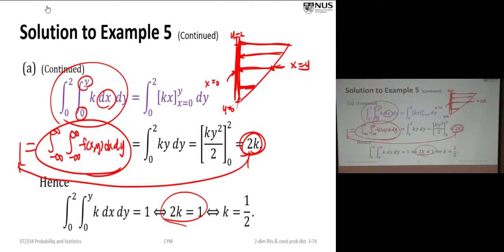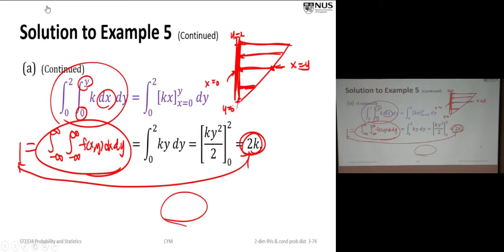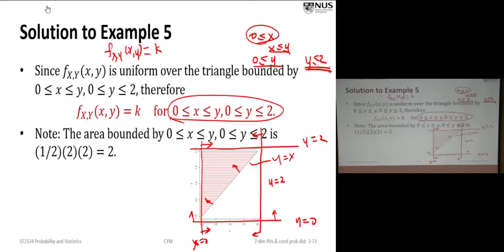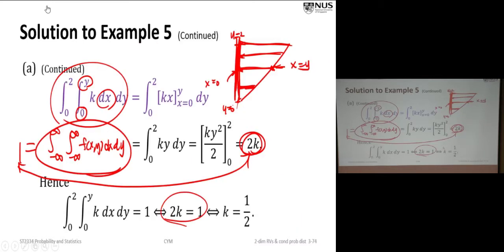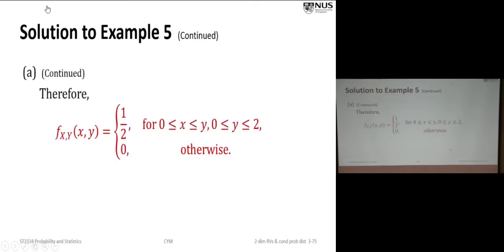But if I look at it from a very simple, very intuitive way, I look at this area, which is 2. And then I have to raise from the ground a height k, so that the volume equals 1. So the height must be half. Half times 2 gives me 1. So therefore, I need to raise the PDF to half. So the PDF is half. All right, after that, so this is my joint PDF.